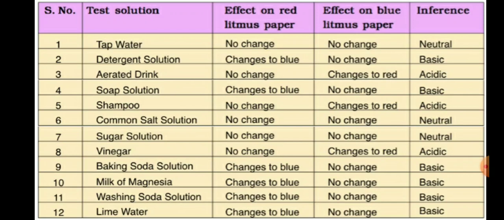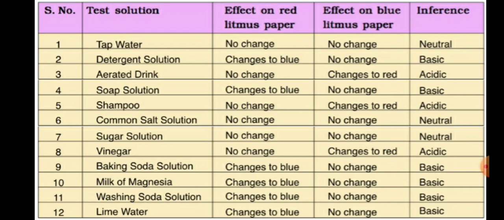Then baking soda solution. Baking soda turns red litmus to blue. Effect on red litmus paper is it changes to blue, and no effect on blue litmus paper. So it is basic. Similarly, milk of magnesia, we gave it as the example in the bases. Okay, milk of magnesia, the red litmus paper changes to blue, so it is basic. Again, washing soda, the red litmus paper changes to blue, no change on blue, so it is basic. Lime water, red litmus paper changes to blue, so it is also a basic solution.